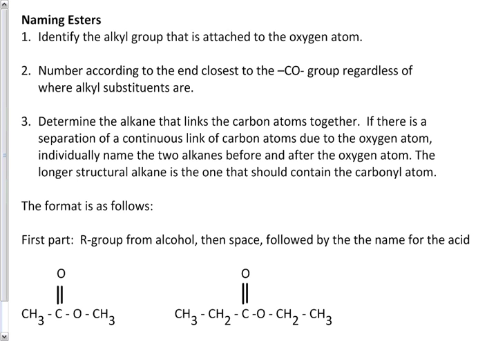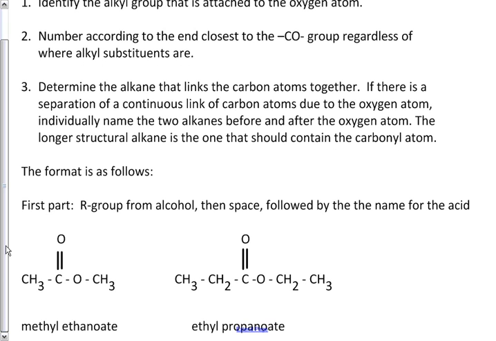So HL students will have to do this. It's good for all of you to look at this. But what you're going to do is identify the alkyl group that's attached to the oxygen. That is the one you're going to focus on first, and just decide how many carbons are in that chain. Then you're going to number them according to the end that's close to the double bond group, regardless of whatever else is attached. And then you're going to determine the alkane that links the carbons together.